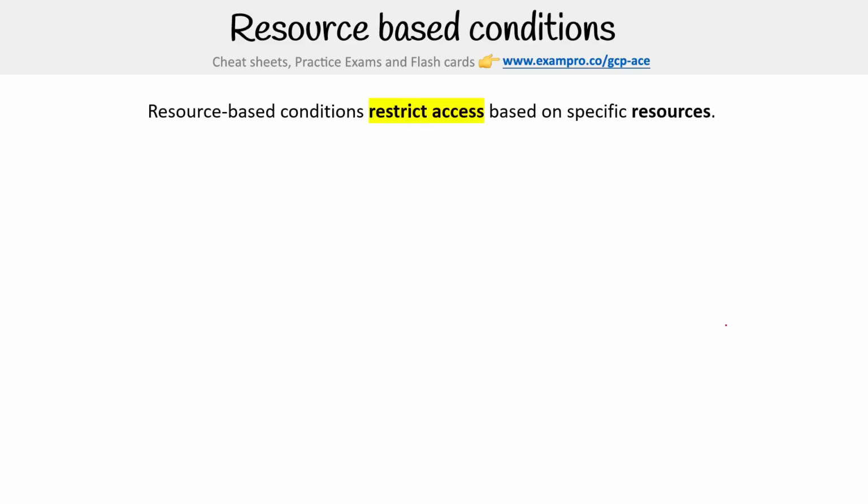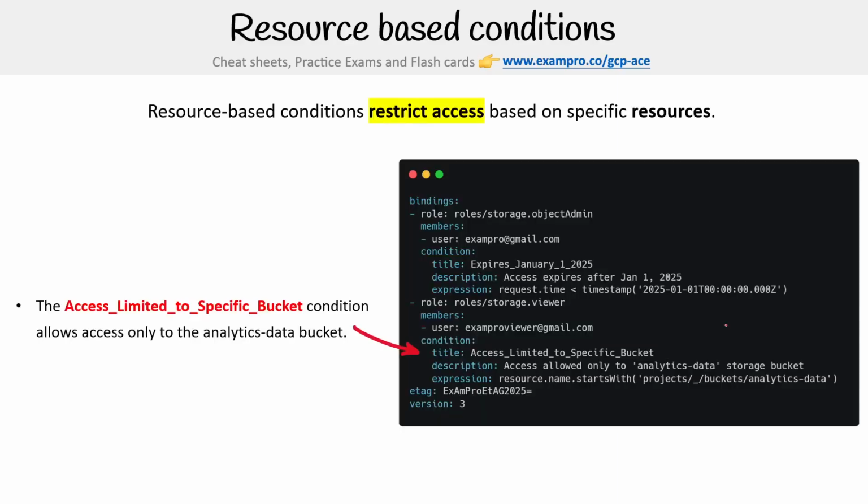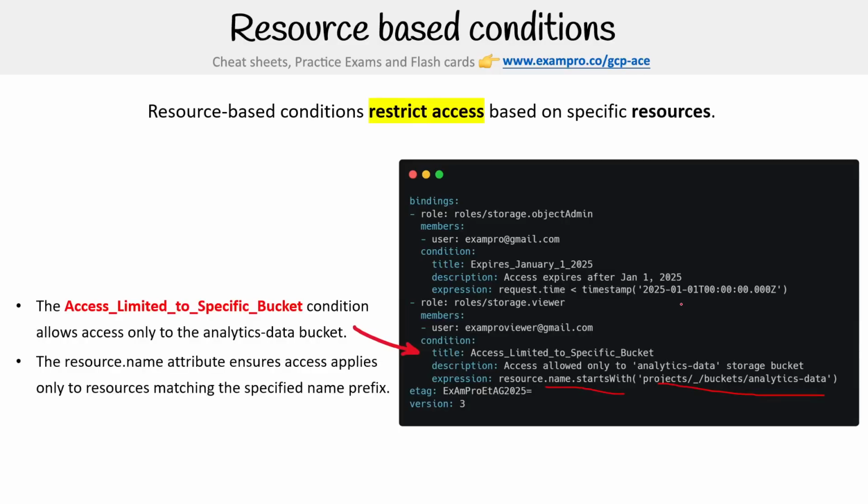We also have resource-based conditions. These restrict access based on specific resources. So here we can see resource name starts with this, and that is going to be the restriction we have there. The resource.name attribute ensures access applies to only resources matching the specified name prefix, as we just saw there.